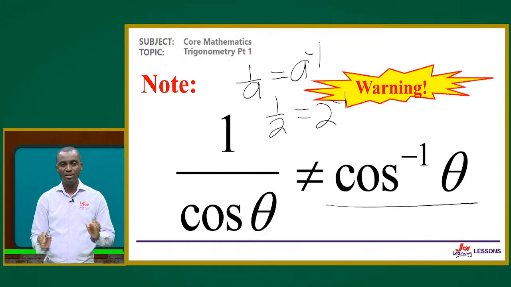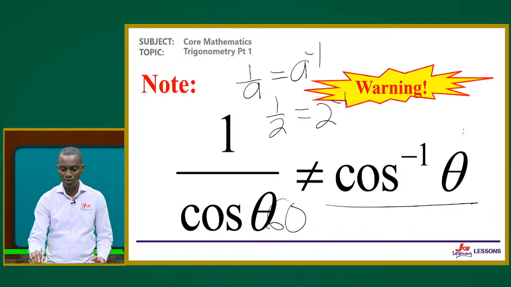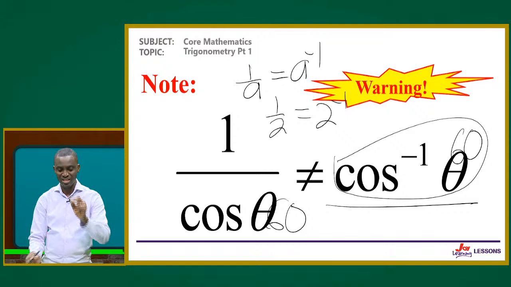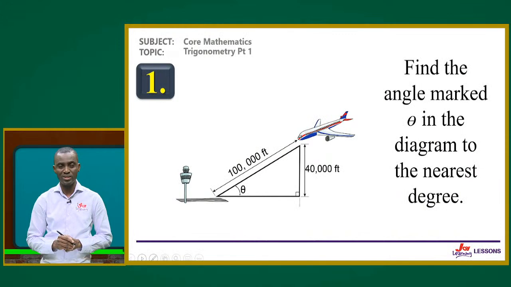I want to give you an assignment. Put a value here, let's say 60, and put a value here, say 60. Do 1 over cos 60 and write the answer down. Then do cos inverse of 60. You see you get two separate answers, so that means they are not the same. Good. Now let's take an example and see how we can apply the cos inverse in solving questions.